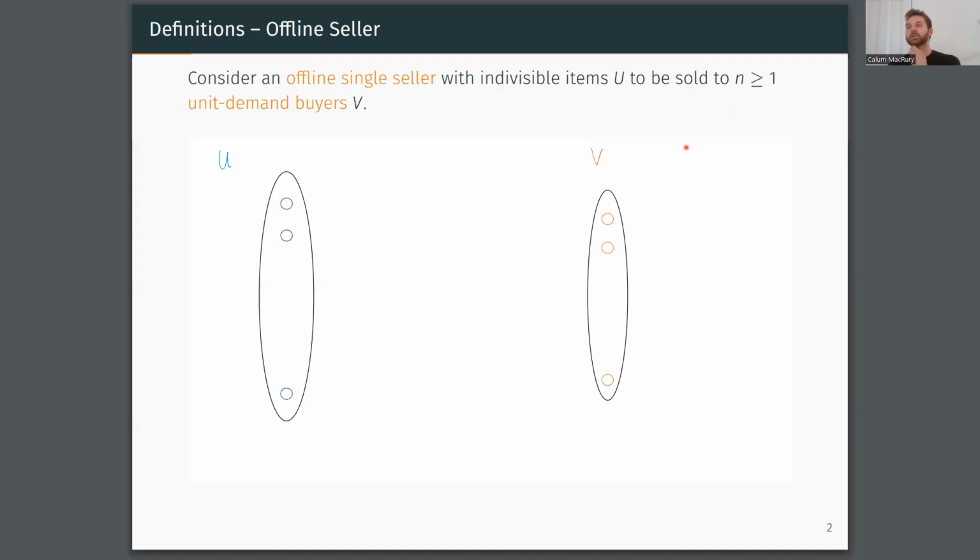Okay, so what exactly is the problem I'm going to be talking about? Well, you can consider a setup where there's an offline seller, which has a collection of indivisible items, U, which they wish to sell to unit demand buyers. So in other words, every buyer wants at most one item.